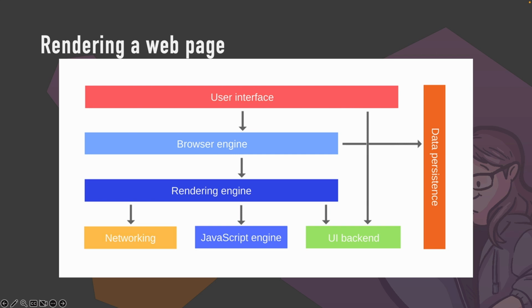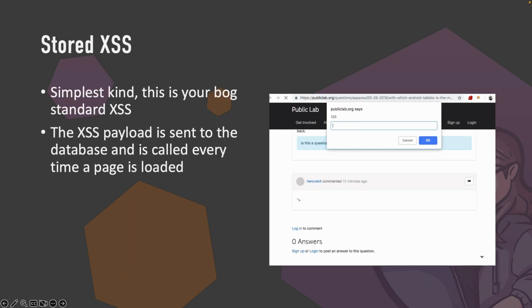So there are a few different types of XSS. The simplest one is what's called a stored XSS. A stored XSS is kind of your bog standard. The XSS payload is sent to the database and is called every single time the page is loaded. So essentially, you can put in arbitrary JavaScript, it gets saved to the database, and then whenever you load up that comment or that post or that video, the XSS payload that's in the title or the description or wherever it is will then appear on the page.